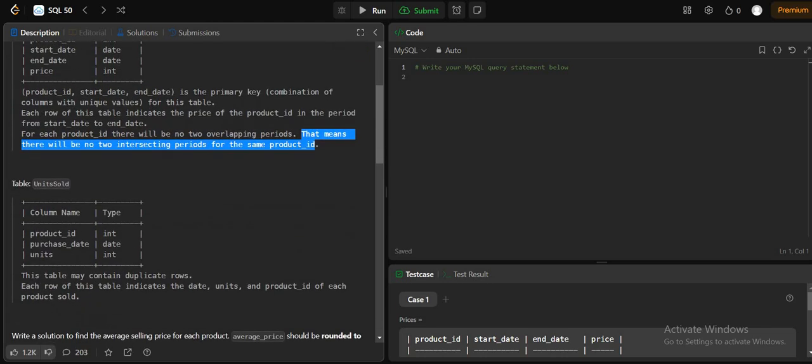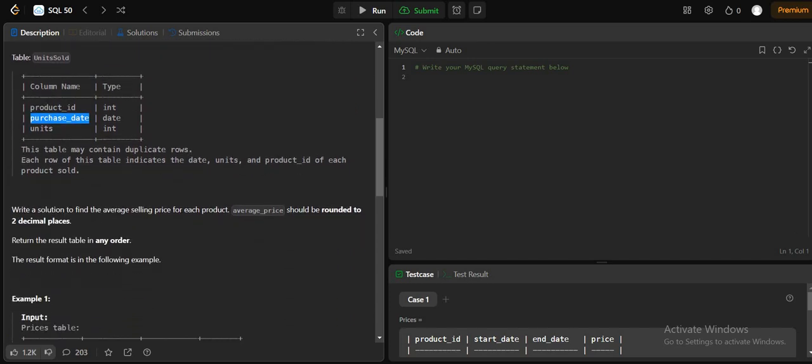Then we have this unit sold table which has product ID, purchase date and units. This table may contain duplicate rows. This table indicates that this product ID had this many units purchased on this particular date. What we have to do is write the average selling price of each product, and it should be rounded to 2 decimal places.